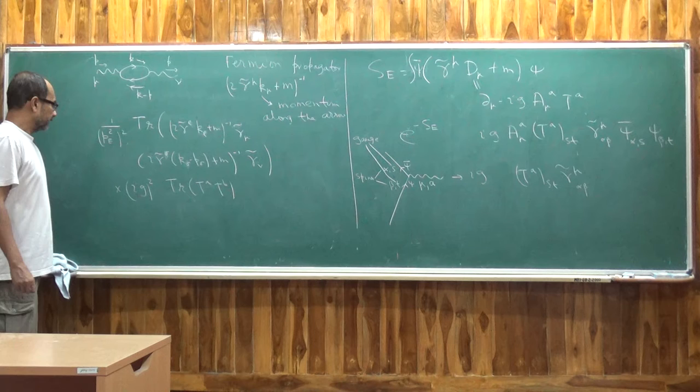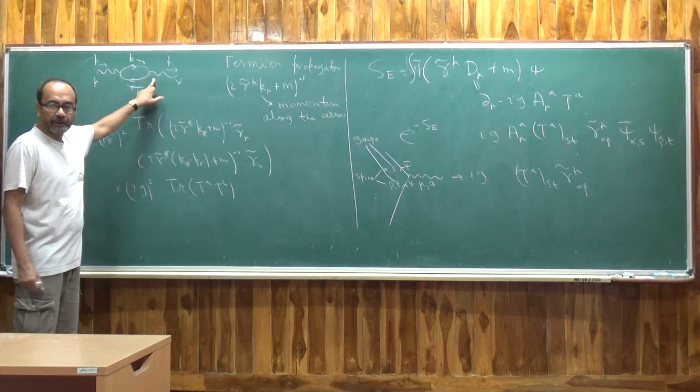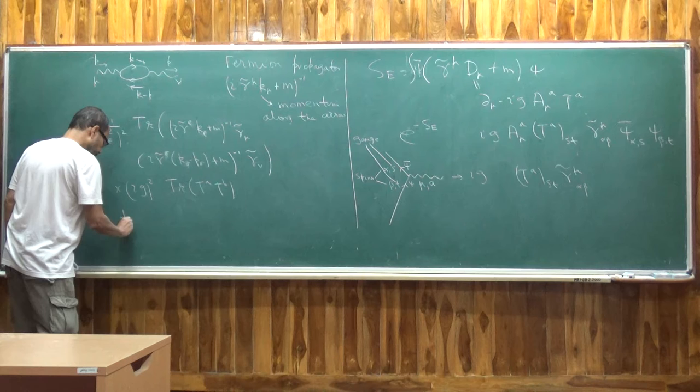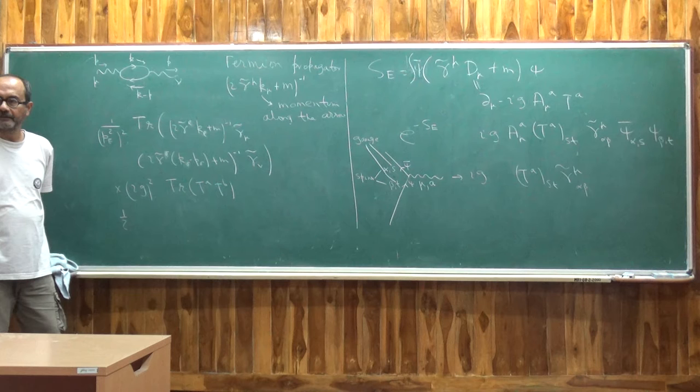Now the combinatorial factor. Everything else is in place, then we have to now write the combinatorial factor. It's first of all second order, the same vertex coming twice, so that gives you a factor of half to begin with. For the gauge fields, how many ways can the gauge fields contract? There are two vertices, two external gauge fields.